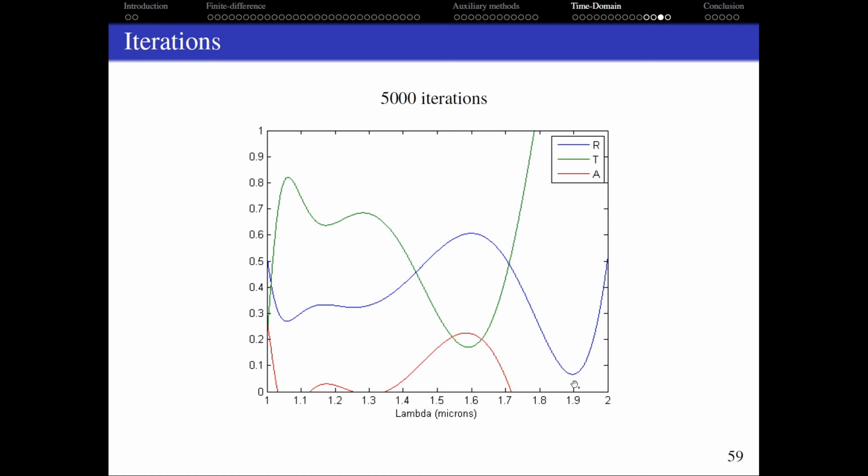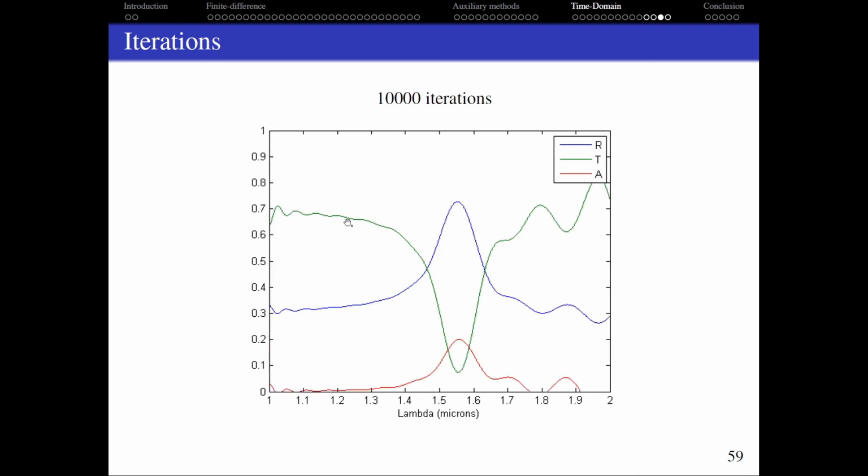So, of course, that means that the result is not proper, because absorption below 0 means that something went wrong, because that means that you have somehow created energy inside your window. So this is a good way to see if your calculation went completely wrong or if there is something missing. If I increase the computation time to 10,000 iterations, we start seeing something.